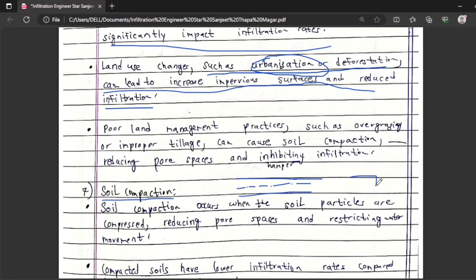and by construction of houses and other parks with RCC or PCC or stone covering, the infiltration will also be less, and the compacted ground will also have less infiltration. Poor land management practices such as overgrazing or improper tillage. If the grass plants are cut more and overgrazed, then it can cause compaction to the soil, and the pore size will be reduced so that it hampers the infiltration.